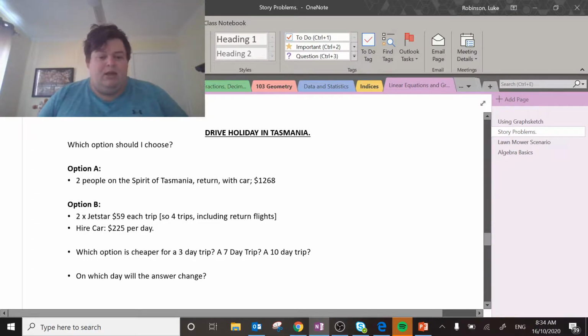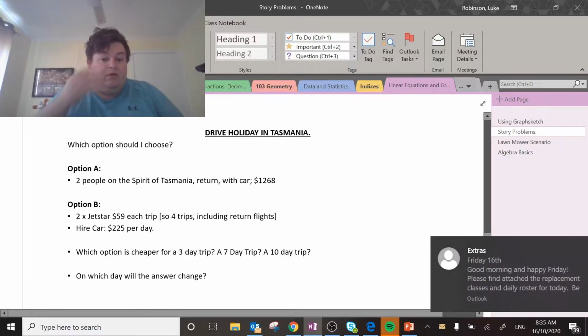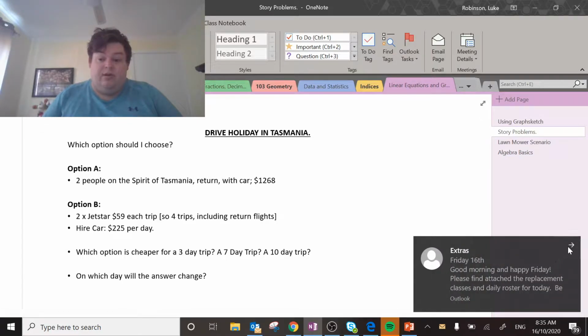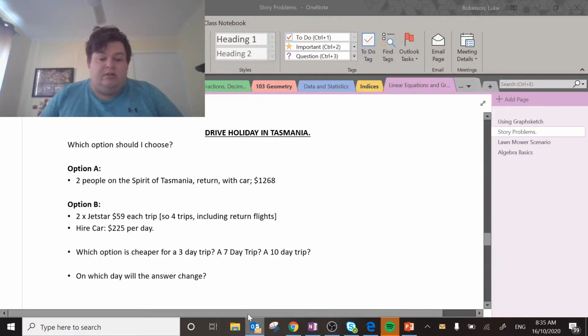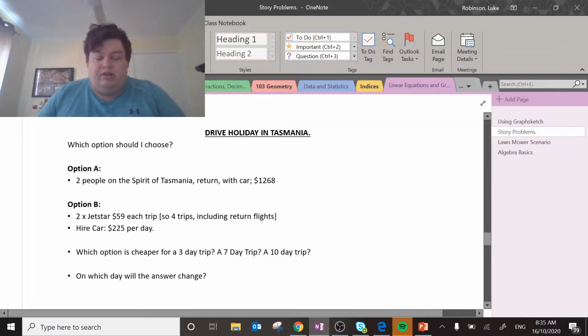So the first one is driving on holiday in Tasmania, and it says, what option should I choose? Two people travel on the Spirit of Tasmania return, so it's there and back, with a car, for $1,268. I should probably close an email. $1,268 there and back. And that's good because you can take your car.